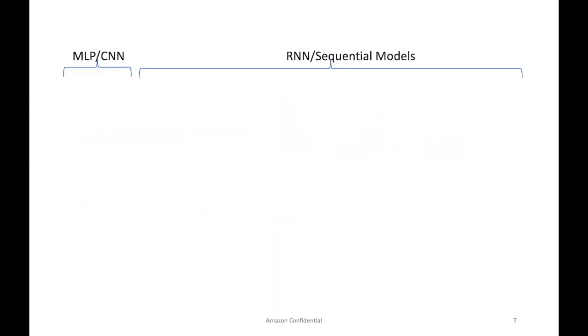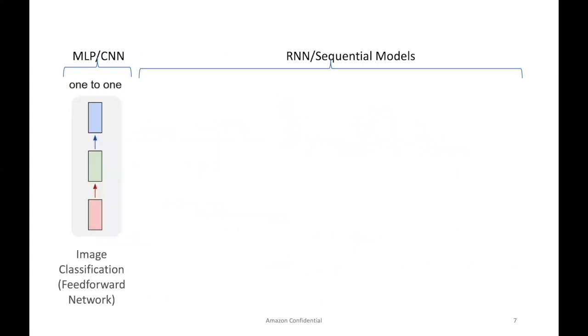How does an RNN differ from a multilayer perceptron or a CNN? In the case of multilayer perceptrons and CNNs, there is a single input, and the network is one network that processes it and gives one output, like a classification result of whether an image contains a cat or a dog or not.